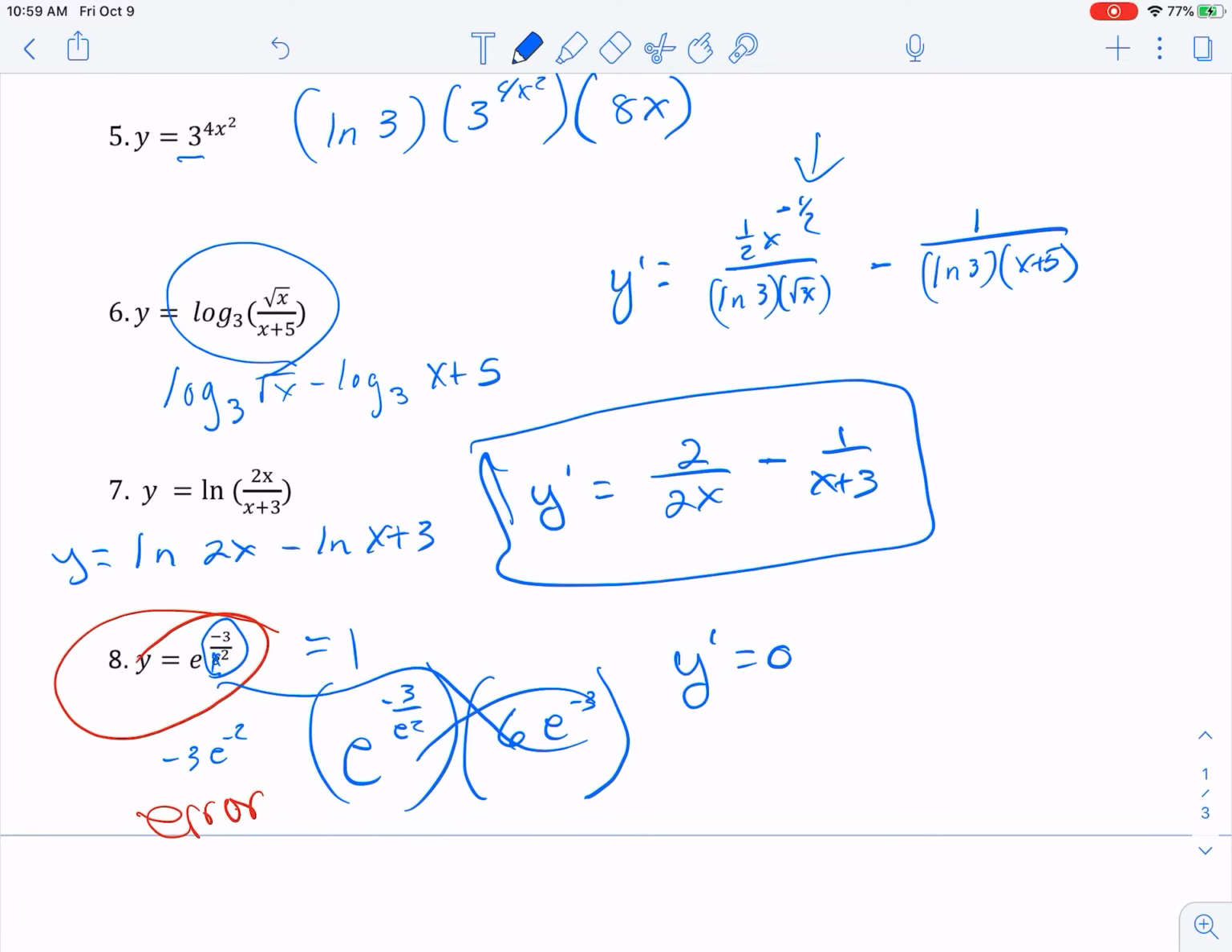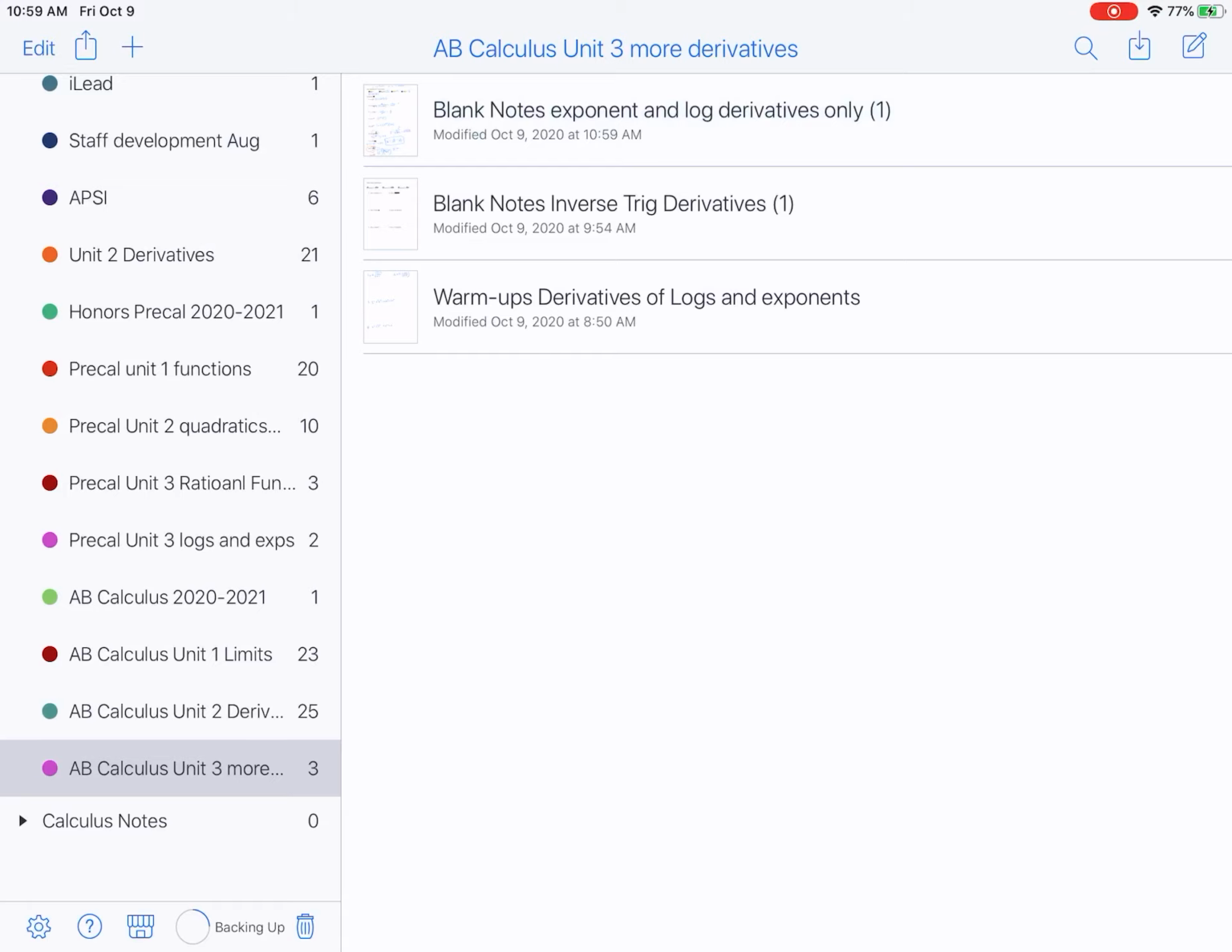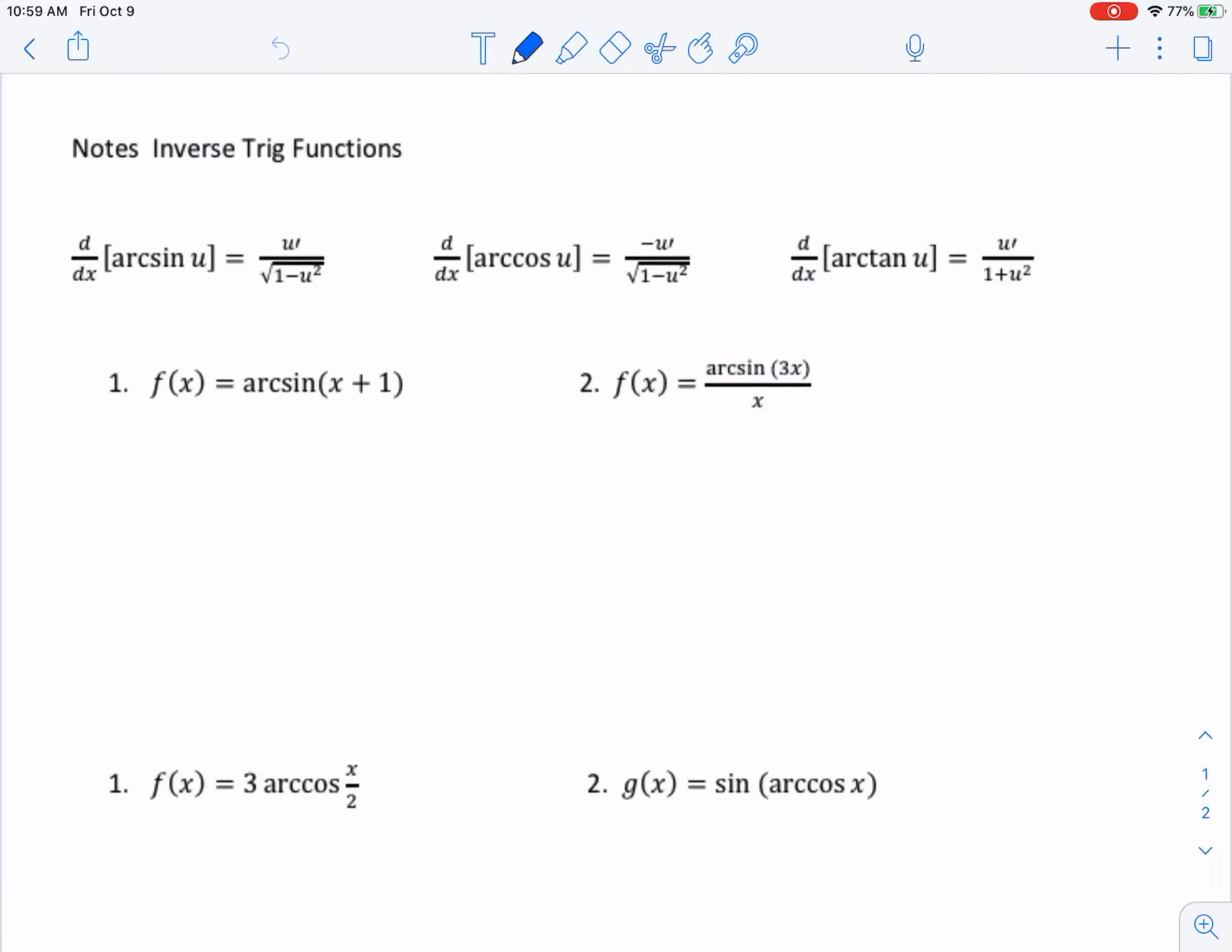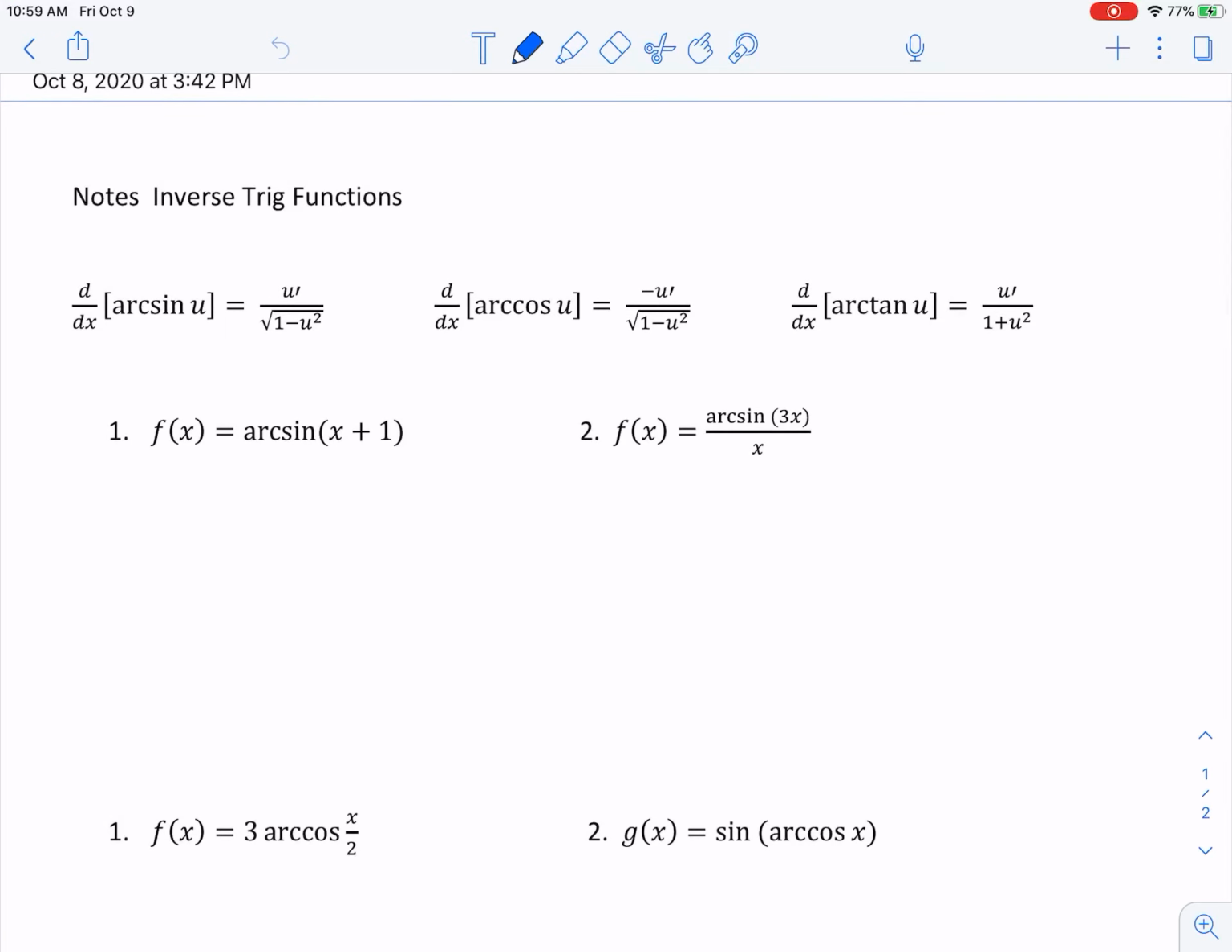All right, now let's do today's lesson. Today's lesson was the inverse trig derivatives. Bottom line is you've got 3 more to memorize. You learned 4 the other day, you're learning 3 more today, and you just plug and chug. Okay? So the derivative here is u prime over the square root of 1 minus x plus 1 squared.